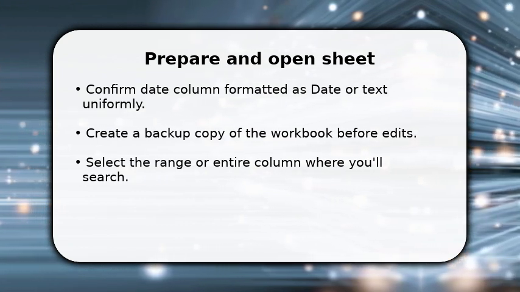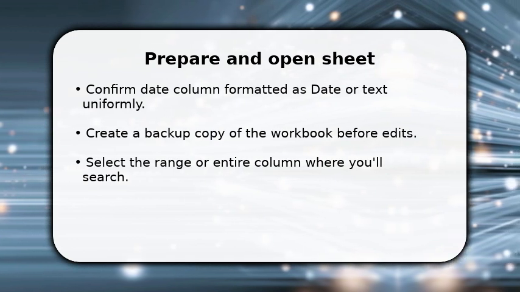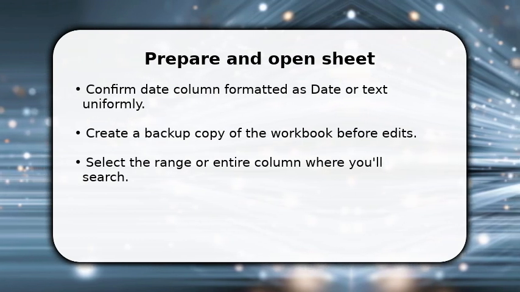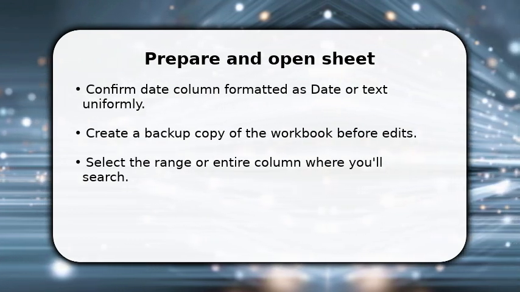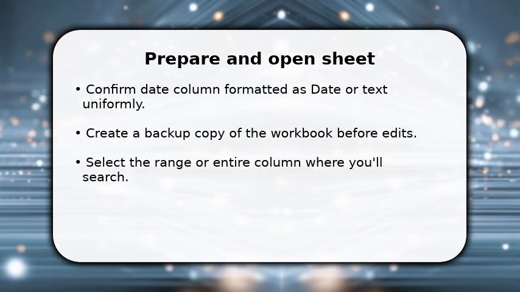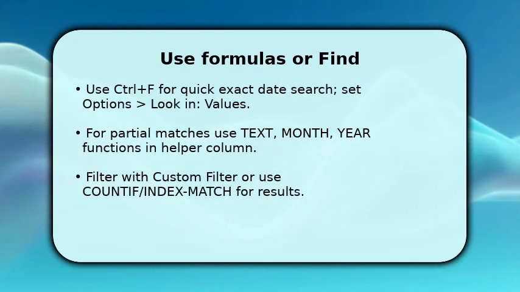Next, select the exact range or column you want to search, narrowing the range speeds operations and avoids false matches. Make sure header rows are excluded, and note whether you need exact date, month, or year matches before moving to the next step. You can press Ctrl+F and search the displayed date.